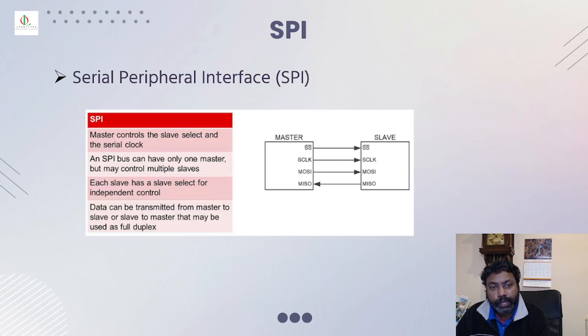Now let's talk about SPI a little bit in detail. As we just learned, in SPI the master controls the slave select and the serial clock. SPI can have only one master but can have multiple slave devices. If it has two or more slave devices, that means it will have additional chip select lines, so only one can be connected at one time. Each slave has a slave select for independent control as well. The data here will be transmitted from master to slave or slave to master. That's full duplex communication.